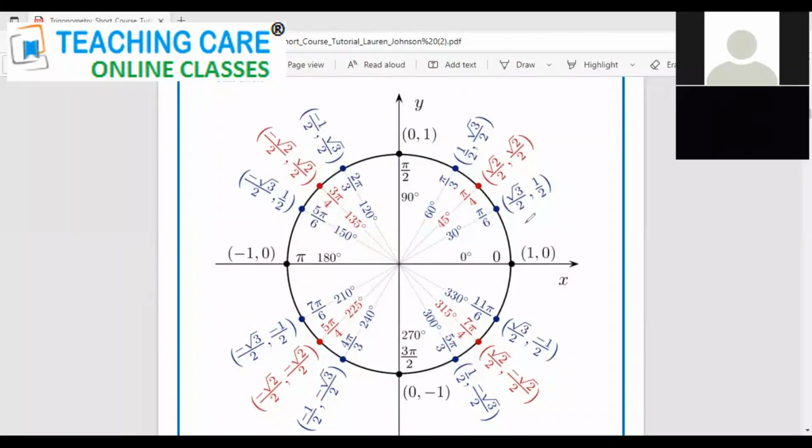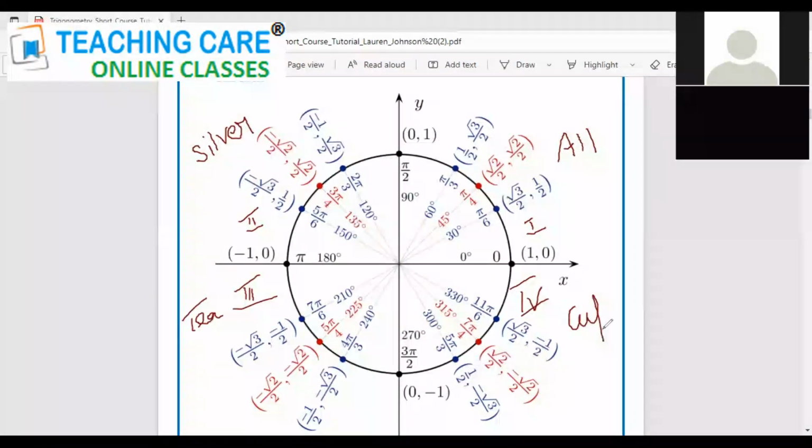So this is the first quadrant. This is the second quadrant. This is the third quadrant. This is the fourth quadrant. And keep it in mind, you have to always remember this: All Silver Teacups. Just remember this, all silver teacups.